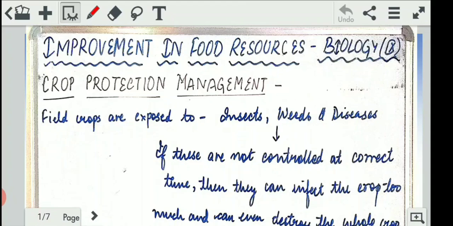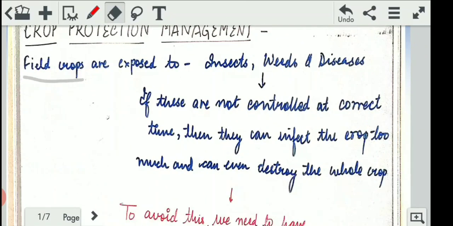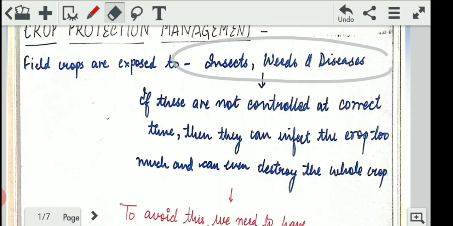Crop protection management basically involves how crops are meant to be protected and secured from diseases and other things while they are growing in the field. This is what comes under crop protection management. Let's study how. Field crops are exposed to insects, weeds and diseases. That is what happens when a crop is growing in the field.